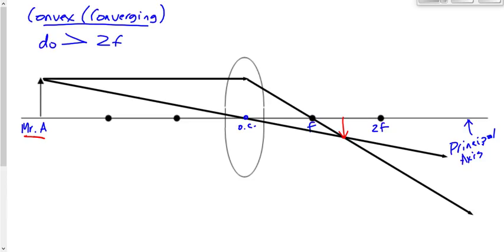There are three characteristics of the image of Mr. Aiello. One relates to the size. The image is smaller than the object. Mr. Aiello, right here, appears to be smaller than he actually is. The image is smaller than the object. The object started at the principal axis, ended where the rays started. The image starts at the principal axis and ends where the rays converge. That makes the image upside down or inverted.